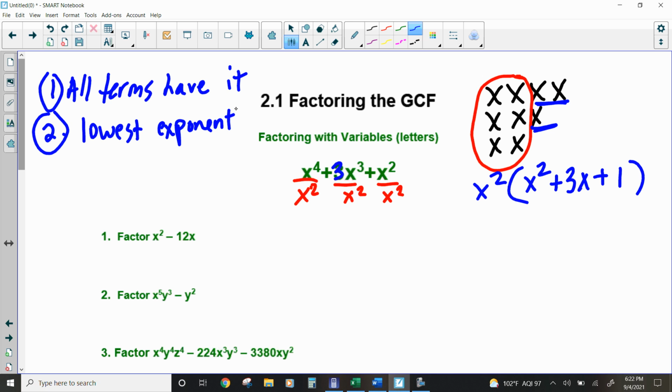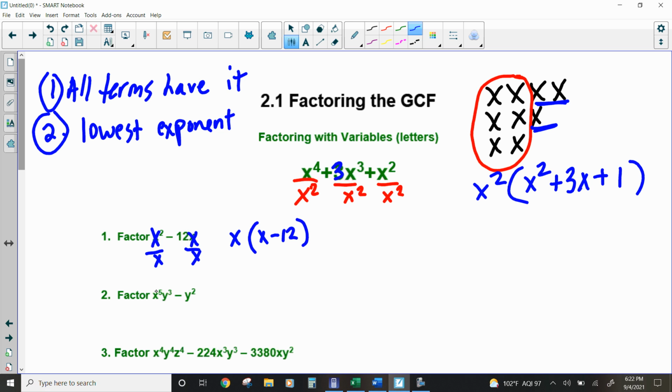So in example 1 here, I have an x and I have an x here. So both terms have it, and the lowest exponent is x to the first. So I'm going to pull out the x. If you just divide it out like this, that would leave me with an x and then a minus 12.